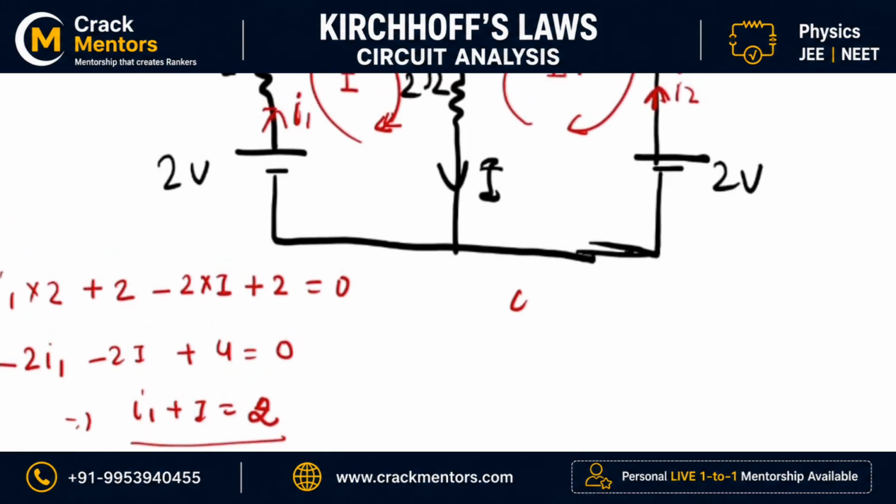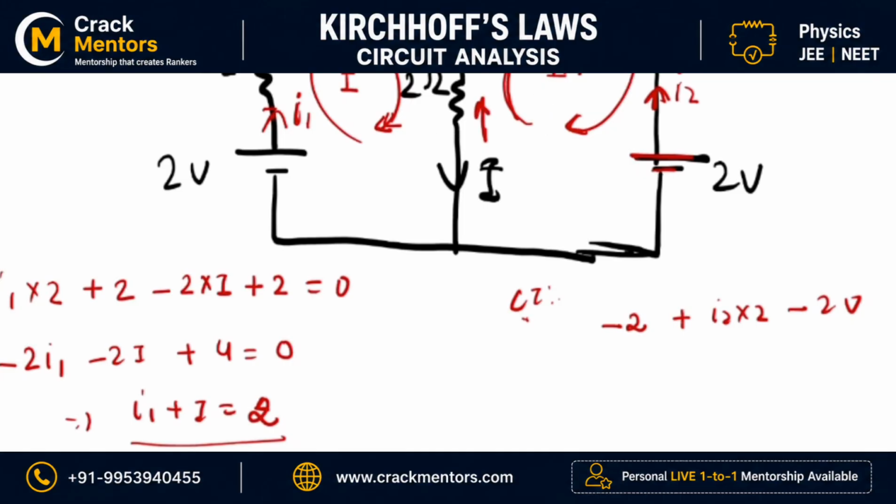Now for the second loop, let's go here like this. You are going from the positive to the negative terminal of the cell, therefore minus 2 volt. Now you have reached here, so the current is going plus I2 over above, and you are going downward, opposite, therefore plus I2 into 2. Now you are going again from the higher to the lower potential, therefore minus 2 volt again. And when you reach here, you have to go up again like this.